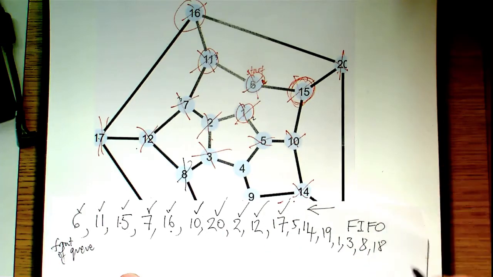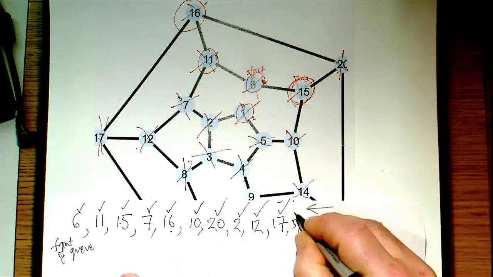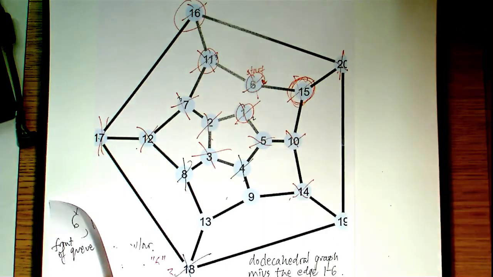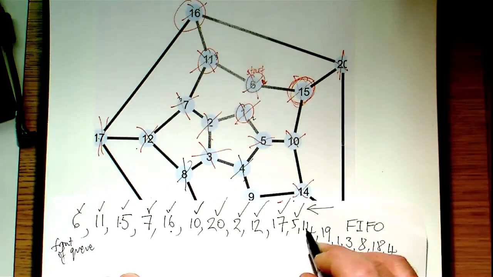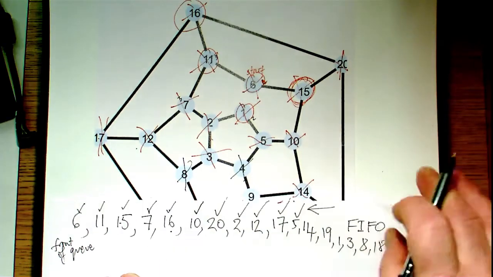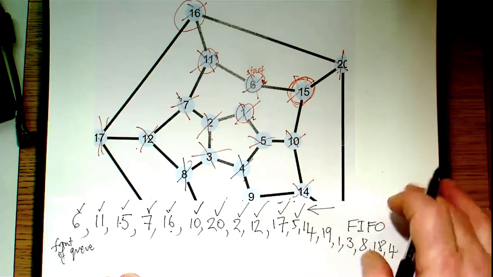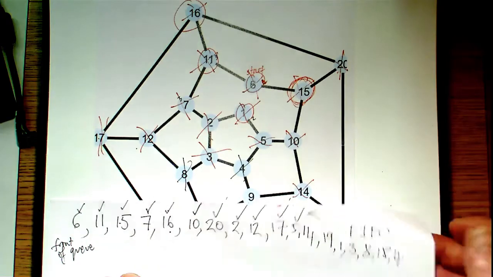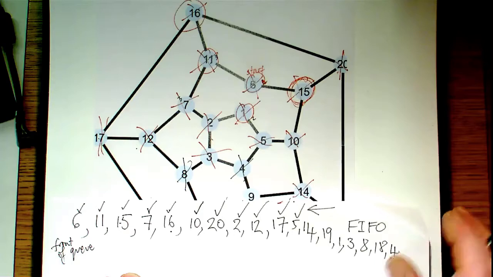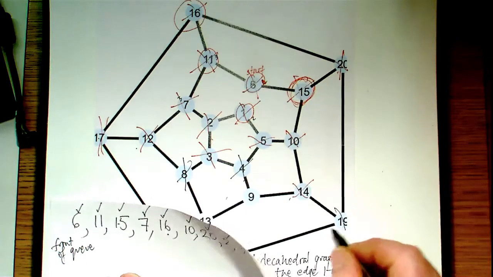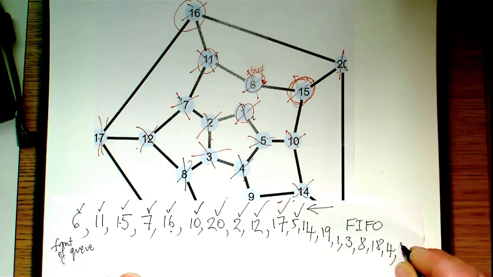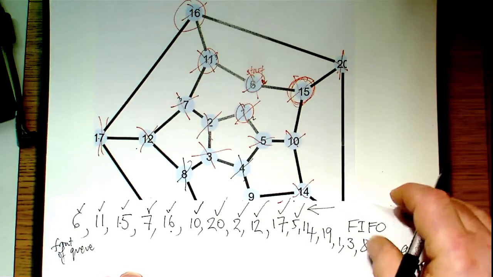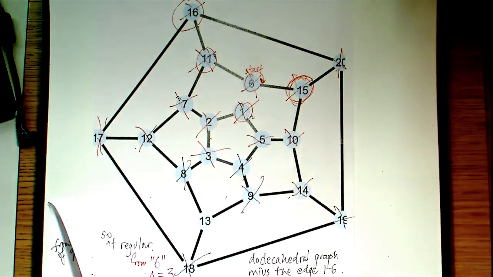5 is adjacent to 4, it's the only one missing. 14 is adjacent to 9. What happened to 19? 19 was already there, but I forgot to cross it out. Someone didn't remind me to cross it out. 19 got added on, so it should have been crossed out. So 14 is adjacent to 9. I'm almost finished now. So 9 gets crossed out. We've only got one vertex left.